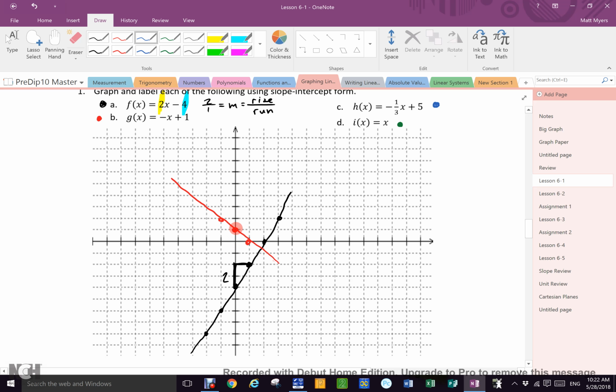I go up to 5. 1, 2, 3, 4, 5. And then where do I put my next dot? Down 1 and left 3? Right 3. Or up 1 and left 3. And there's that line. And finally, the green line.